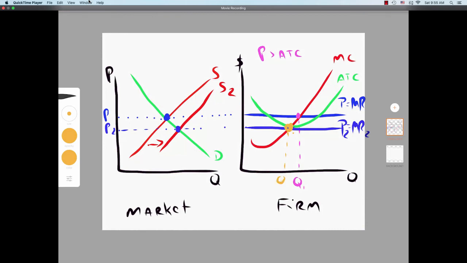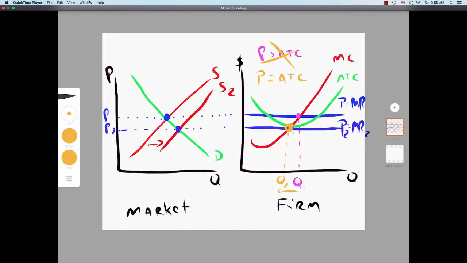So a couple of things here. First of all, the quantity that the firm produces falls. The profit maximizing quantity for the firm falls. They're not producing as much. Secondly, now at this lower price, we're not here anymore. We are now at the point where price equals average total cost.